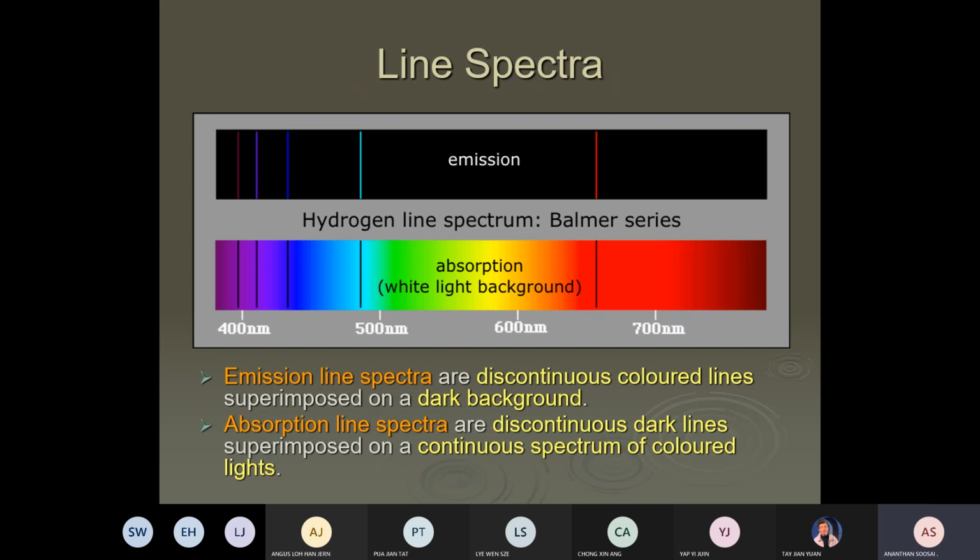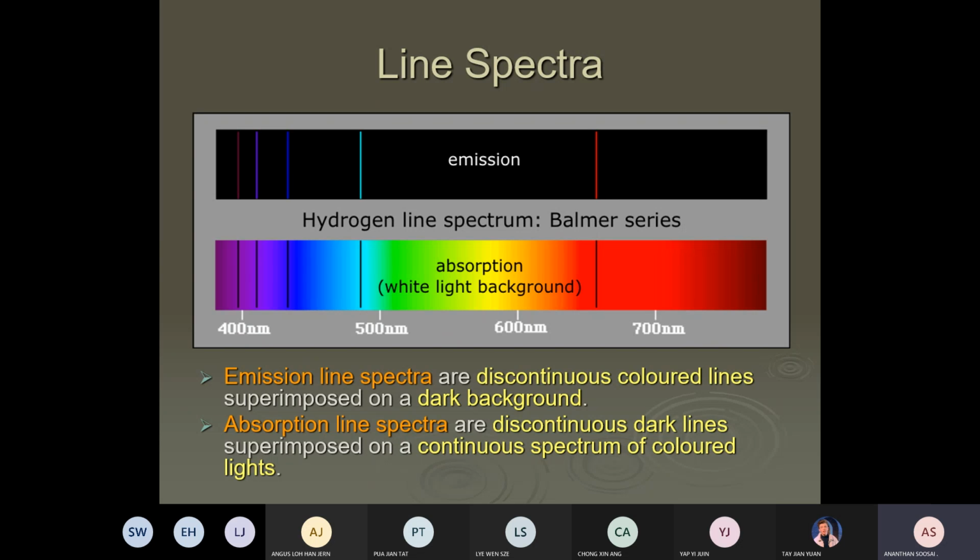So proof of electron as a discrete energy level. What is the proof? Line spectra. Line spectra is the proof of existence of discrete energy level for electrons in the atom.